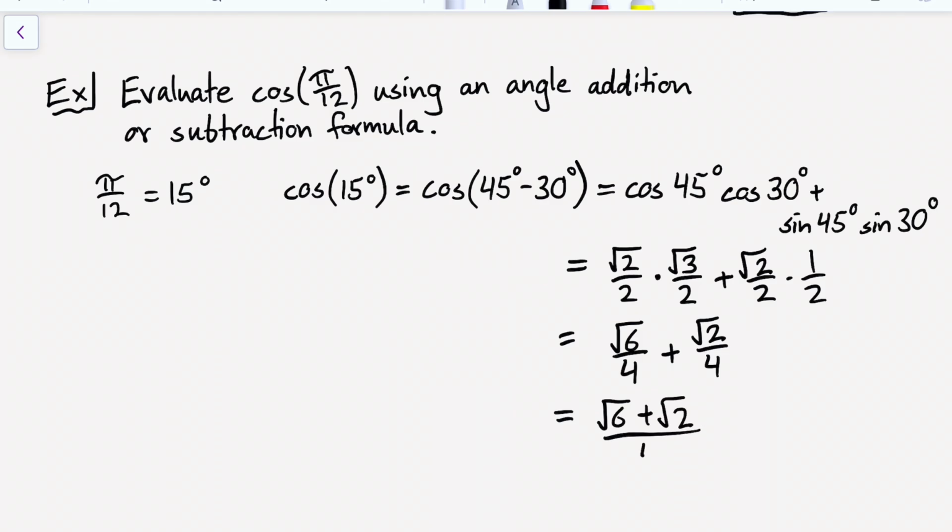So we see here that the cosine of pi over 12, or 15 degrees, is actually the same value we reached in the last example. It's the same as the sine of 75 degrees. That should not surprise us because those two angles are complementary. They add up to 90 degrees.